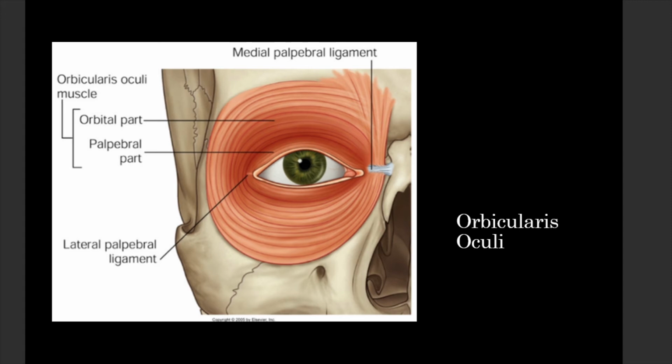Anything less than that will cause what? Contracture of the anterior lamella causes what eyelid malposition? What kind of ectropion would it cause? Yes, so shortening of the anterior lamella will cause a cicatricial kind of ectropion.